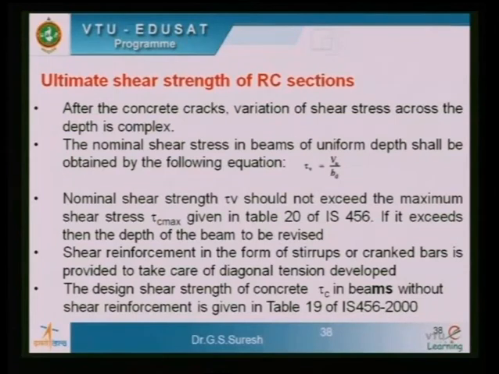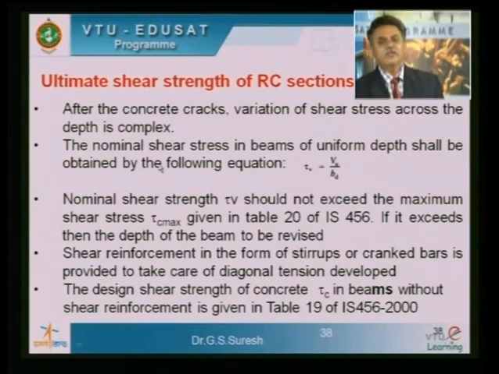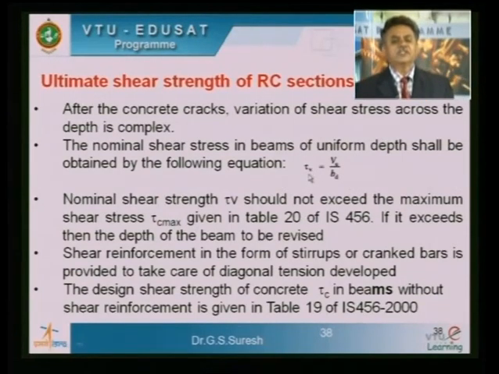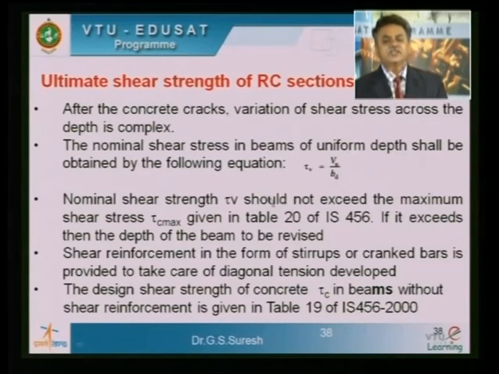IS 456 simplifies the calculation as done in other codes. They call it the nominal shear stress. Instead of going to F A y bar divided by I b, we calculate the nominal shear stress as tau v equal to Vu by b d, that is, b into the effective depth. This is called the nominal shear stress.